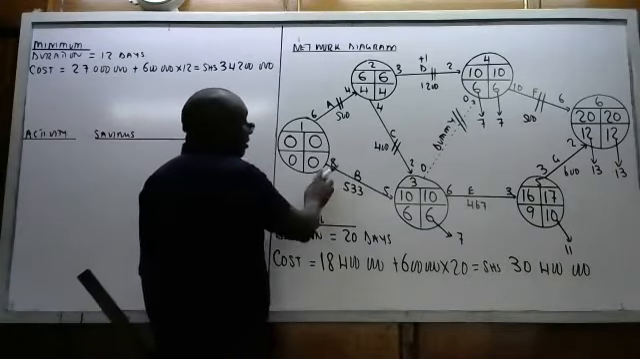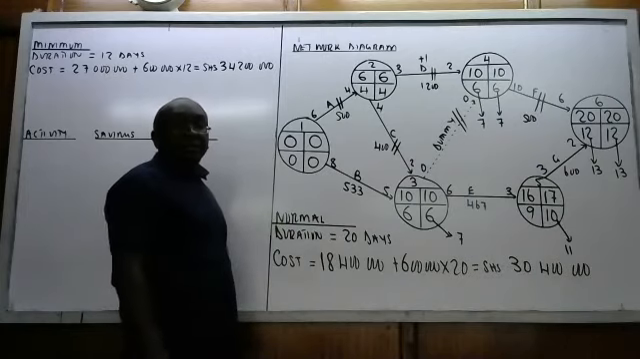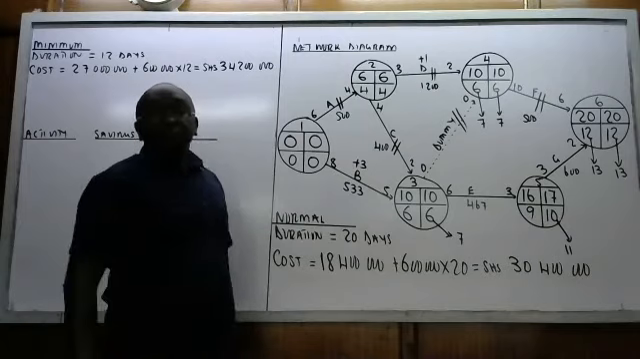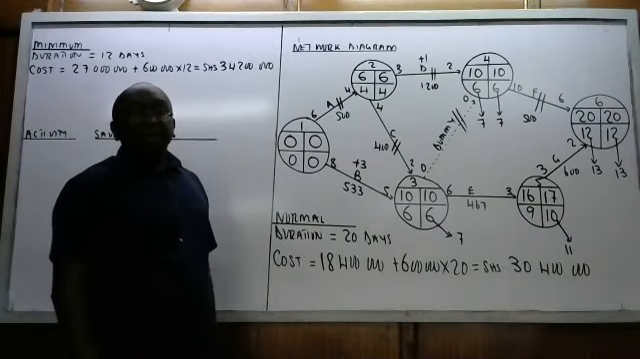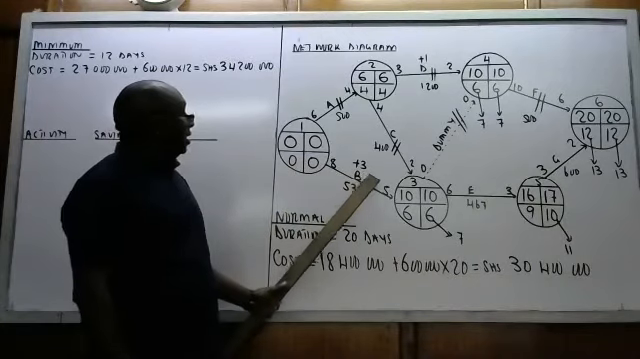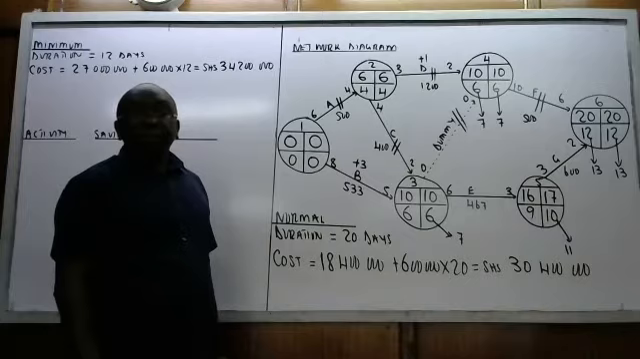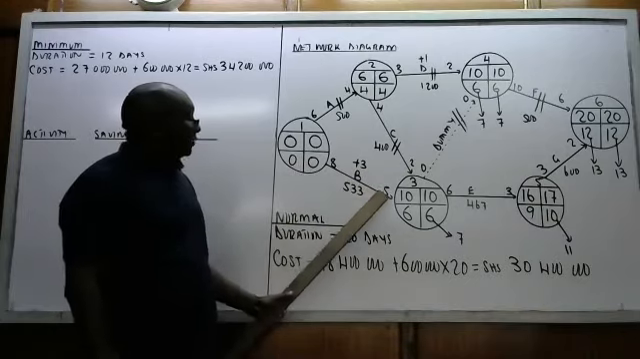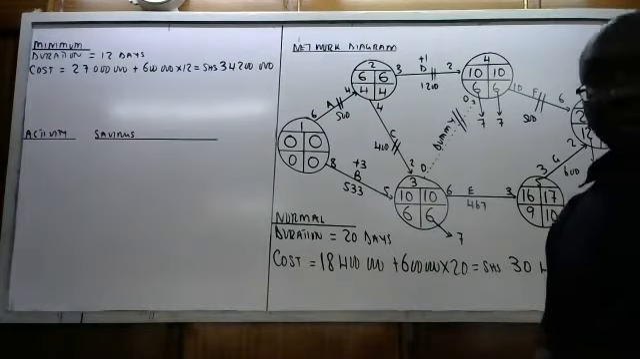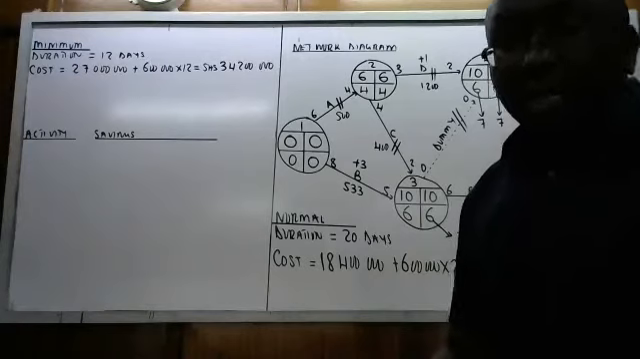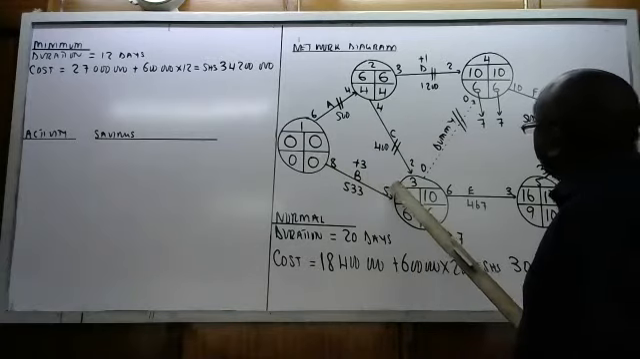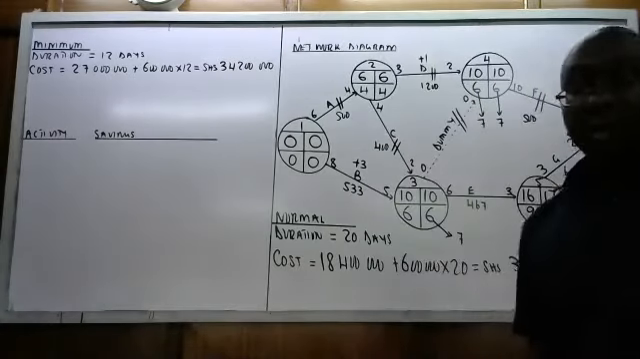Let's see what will happen. B has been denied 3 days. So if you add back 3, going forward, it will be 0 plus 3 plus 5. That would be equal to what? 8. Good.